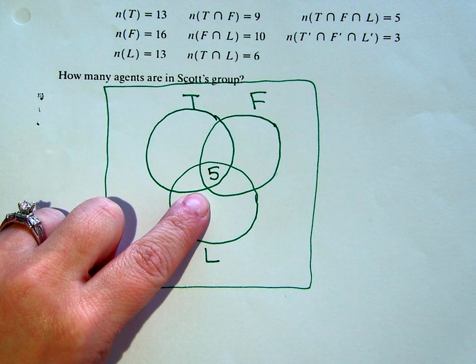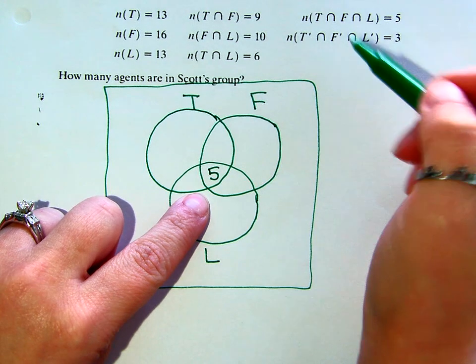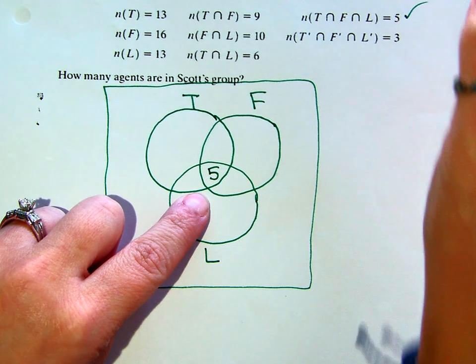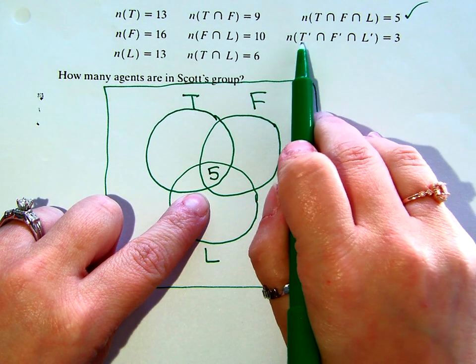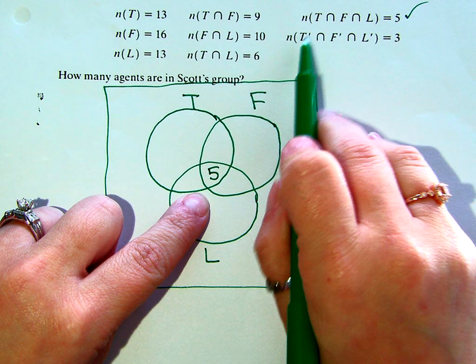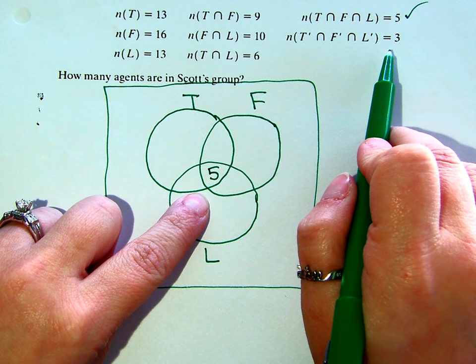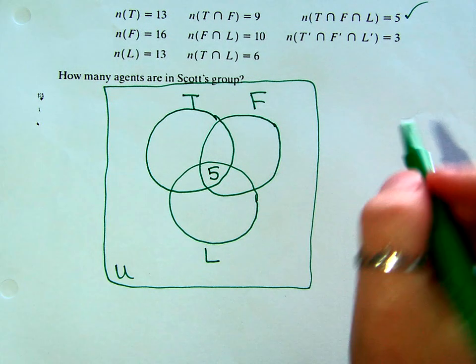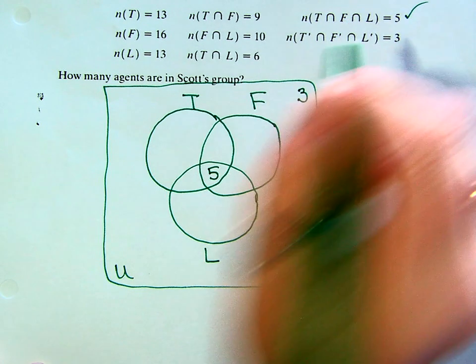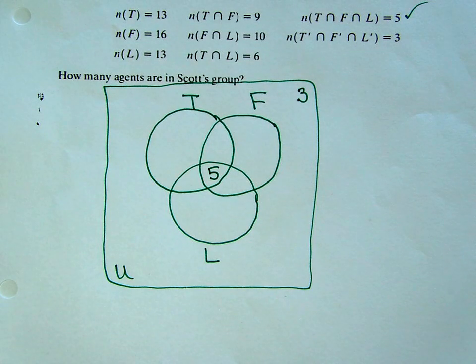And this next one is kind of interesting. It says the number of people not in Twitter or Facebook or LinkedIn is 3. So this is the number that lives out here, just in the box, but outside of the circles. Those are 3 agents that are not on those 3 platforms, but still part of his agents. Okay, we've dealt with those.